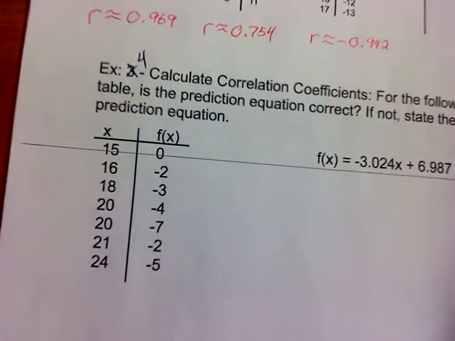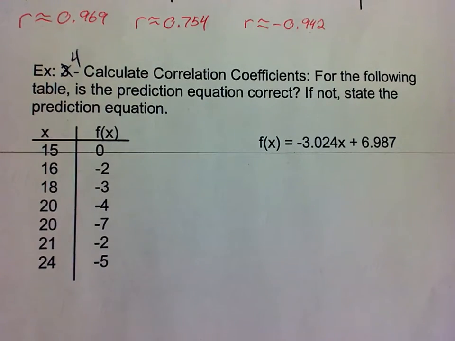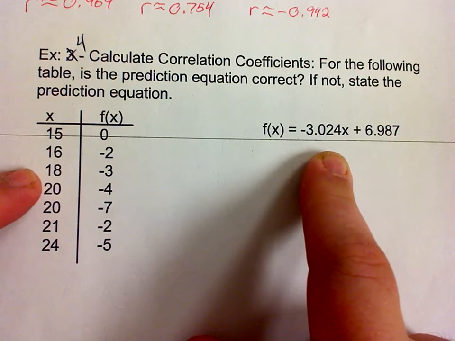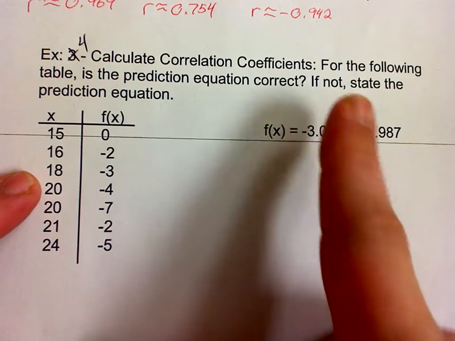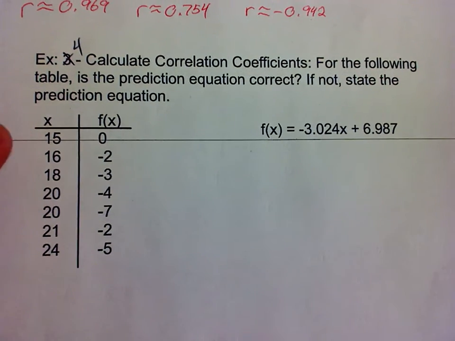All right, this last one's example number 4. Apologies for the misprint there. Now, what this one is doing, it gives us a table, and then it gives us a prediction equation someone else has made. We need to check if this is the correct prediction equation for this table, and if it is, we're done. But if it's not the correct prediction equation, we need to create the correct prediction equation.